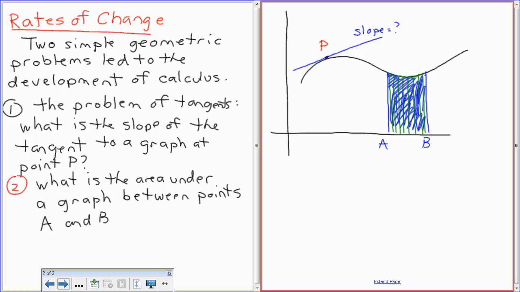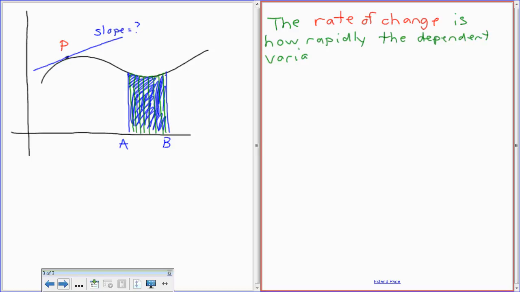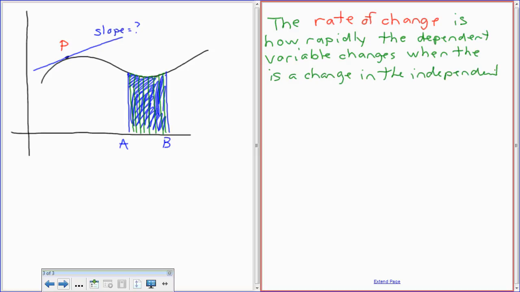All right. I will say the rate of change is how rapidly the dependent variable changes when there's a change in the independent variable.